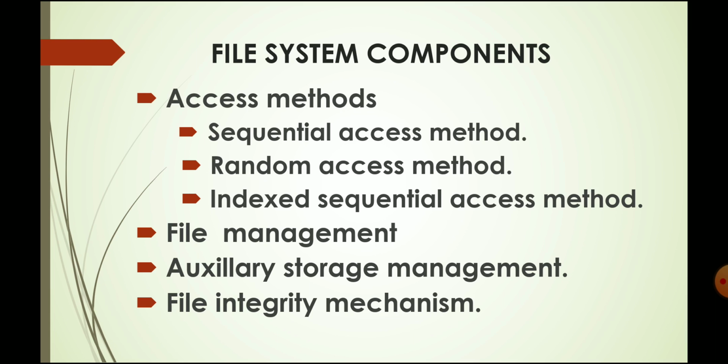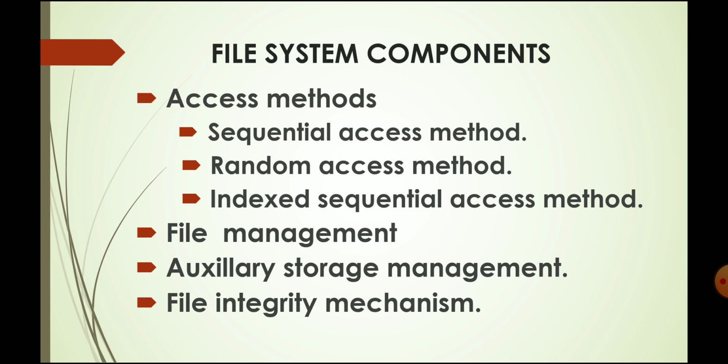First, what is file access? It refers to the manner in which the records of a file may be accessed. There are several ways to access files: sequential access method, random access method and indexed sequential access method.